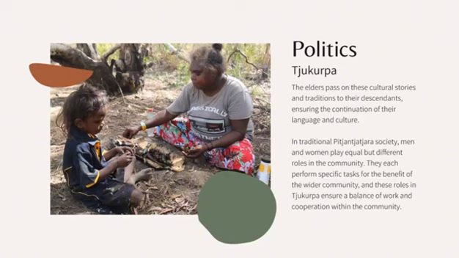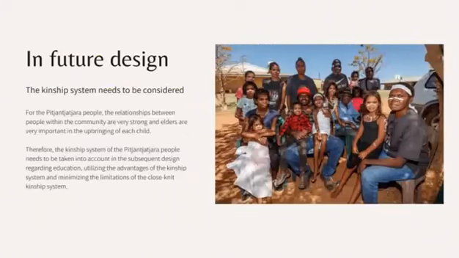So the kinship system needs to be considered in the future design because for the Pajajara people, the relationships between people within the community are very strong, and elders are very important in the upbringing of each child. Therefore, using the advantages of the kinship system and minimizing the limitations of the close-knit kinship system.